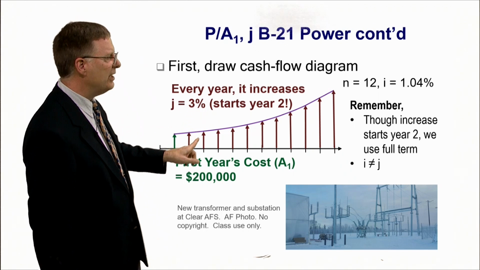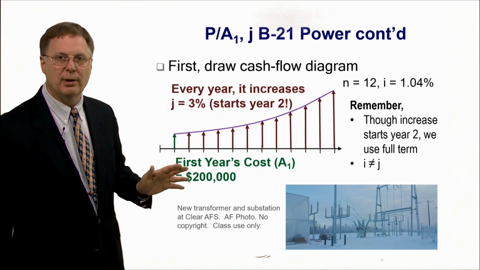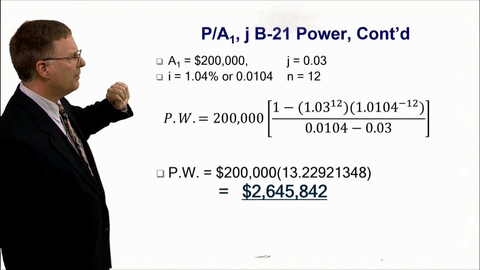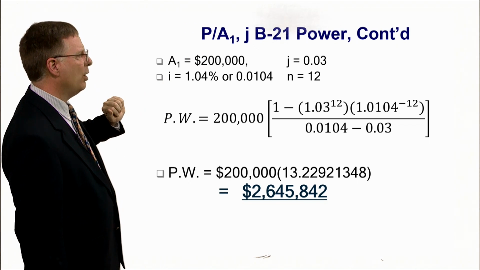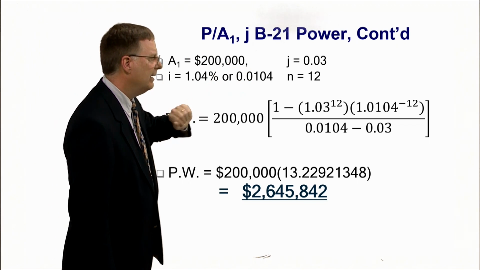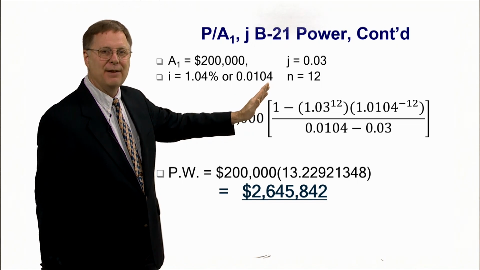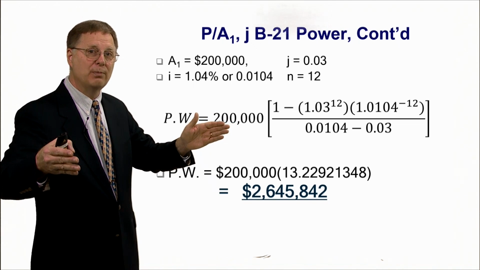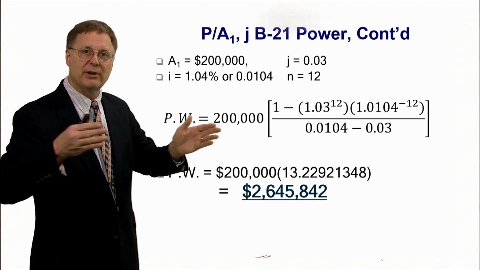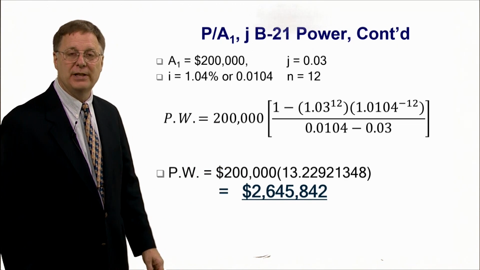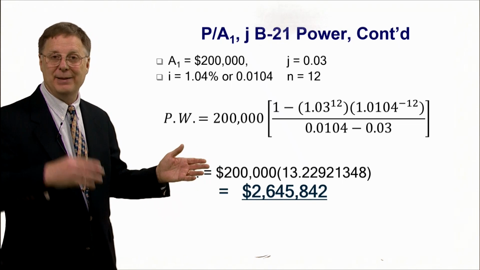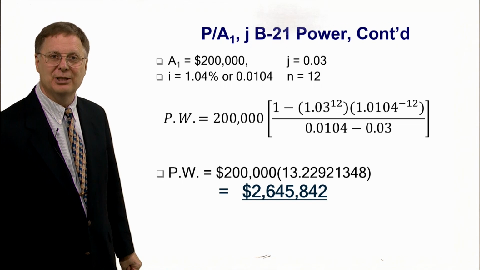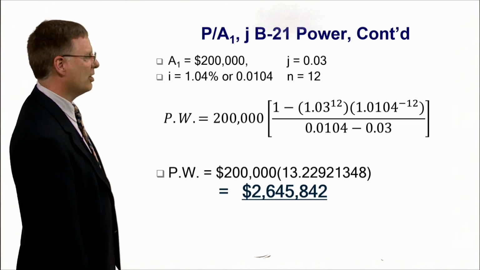And remember, although the increase starts in year 2, we still use the full term. And also note that the interest rate is not equal to J. So $200,000, we got the 0.03, we got the 0.0104 for the interest rate, and don't round that off. If I've got 1% at 10 years and 1.2% at 20 years, don't round everything off, because otherwise up to the 15-year point you're still using 1.0, and beyond that you're using 1.1 and then 1.2, and it's not really useful for determining which year it is. It's the same interest rate across the board.